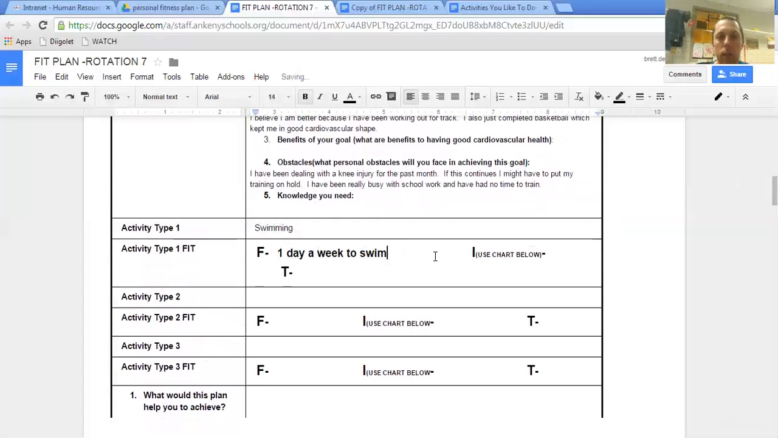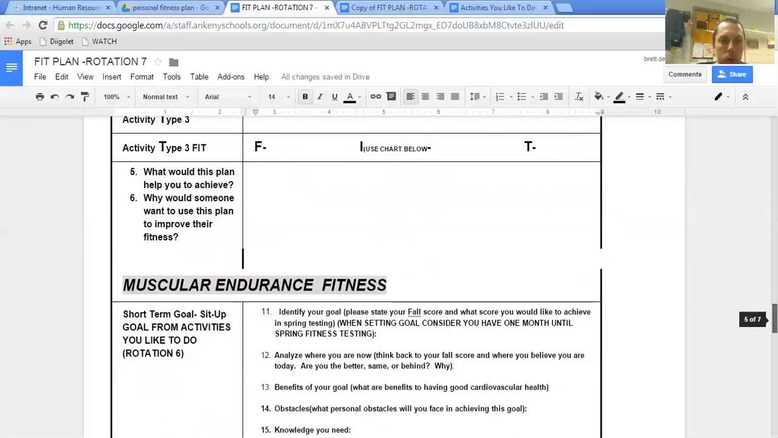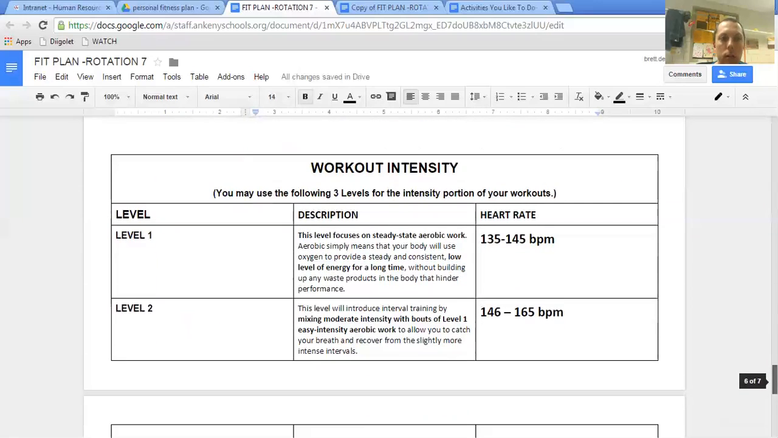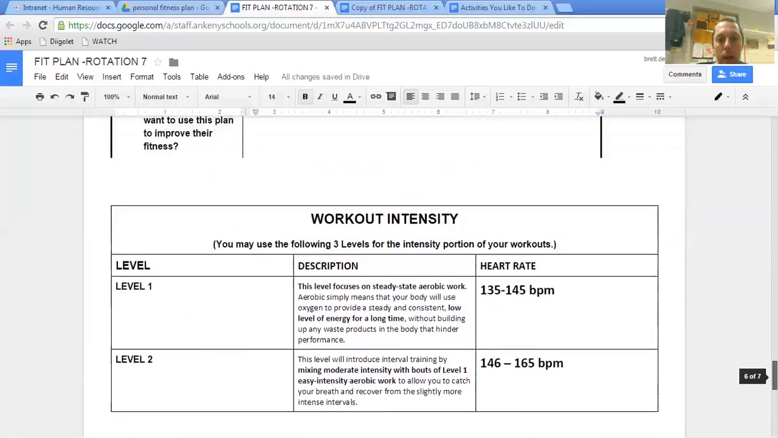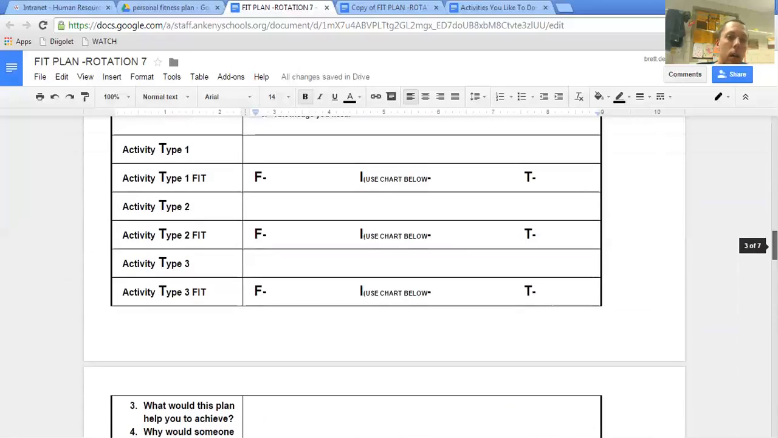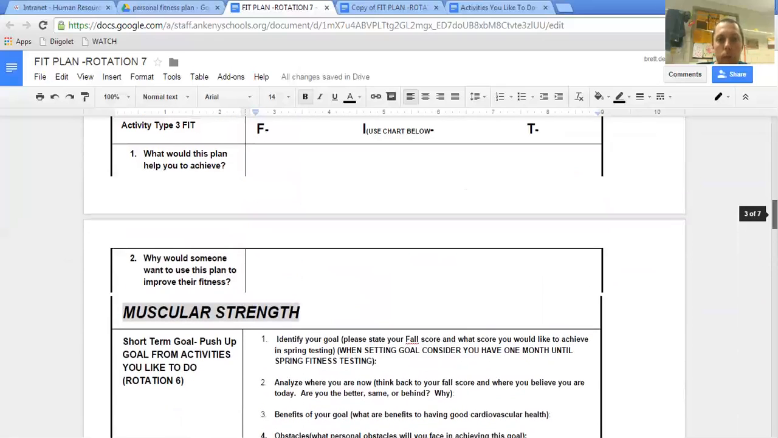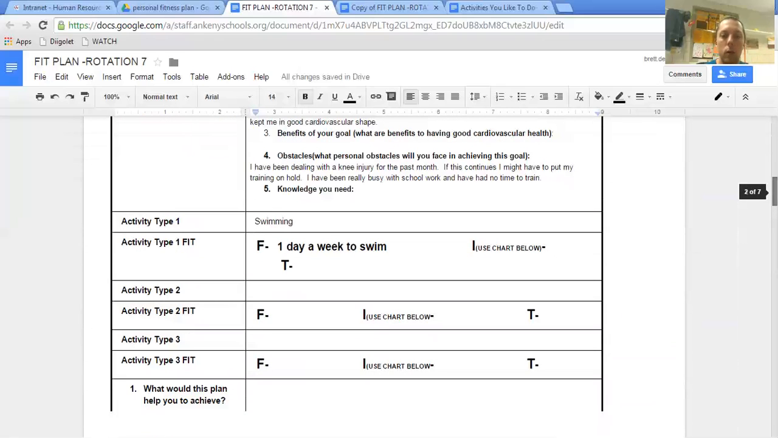Okay, so then I'm going to come to the intensity, and it says use the chart below. So I need to scroll down to find the chart below, and the workout intensity. It gives me 3 different levels. When I'm doing this, I'm going to try to work out in level 2. I'm going to try to have my heart rate between 146 and 165. Why? Because I'm not a very good swimmer. I didn't swim competitively. I just am using it for a workout type of thing. I might take breaks. I might do different types of activities when I'm swimming, but I think I'm going to do a level 2 type of activity.